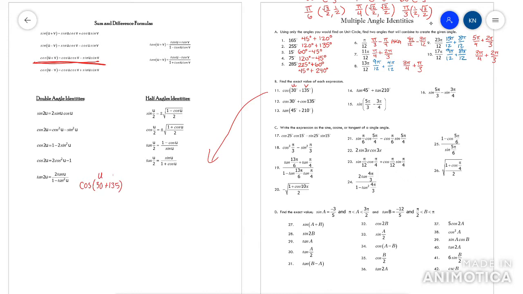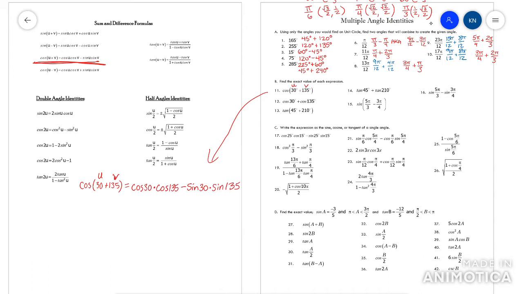This is U, this is V, and now you're just going to plug them into the equation. So it would be cosine U times cosine V minus sine U times sine V. Okay, now this can look pretty challenging, but it's not that bad, I promise.